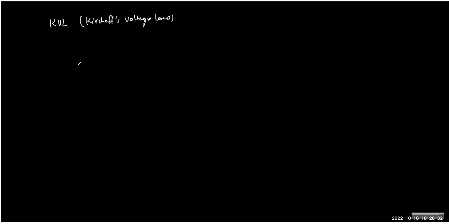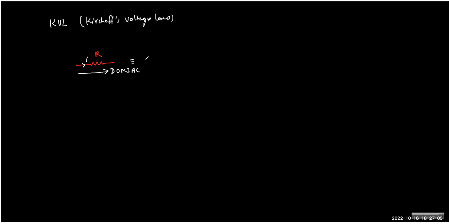For any circuit, if you face a resistor and if you move along the current, if this is the direction of motion in a circuit, and if the arrow is representing the direction of current, along the flow, potential will drop or rise.